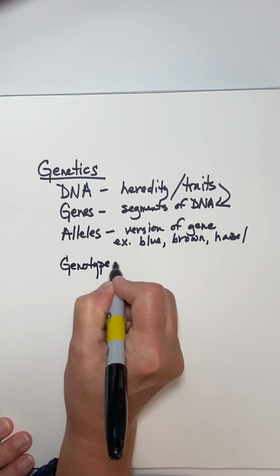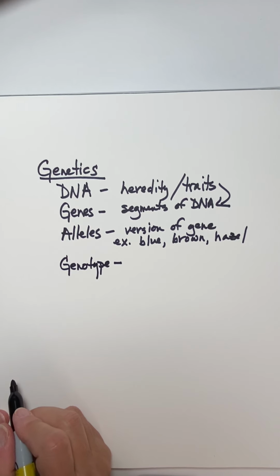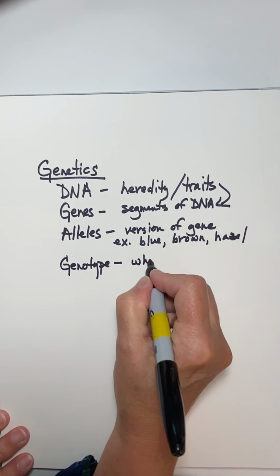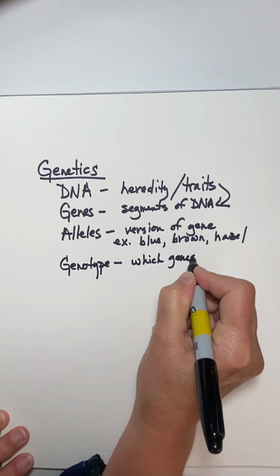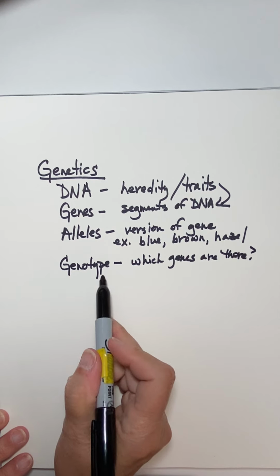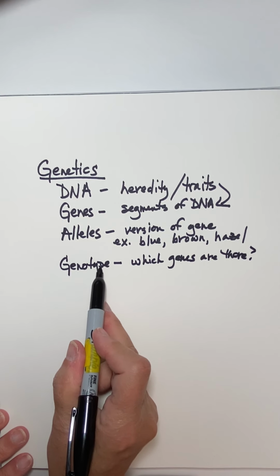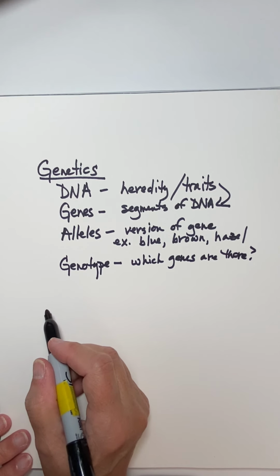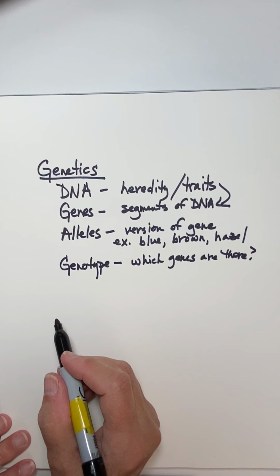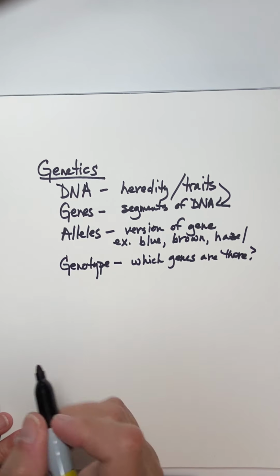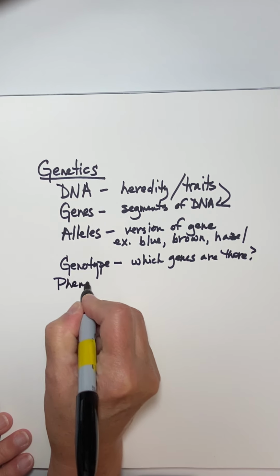There's a term called genotype, and this means which genes are present in the organism. Which genes are there? And it's easy to remember because look at it. Genotype. What type of genes are present in your organism? Whether it's a fast plant or a human being or hippopotamus or type of mushroom, whatever. That's genotype.